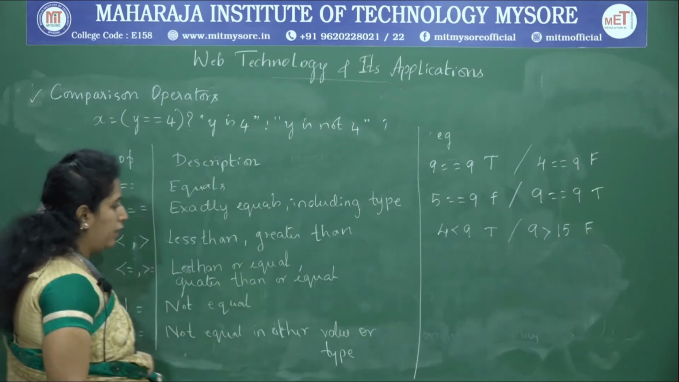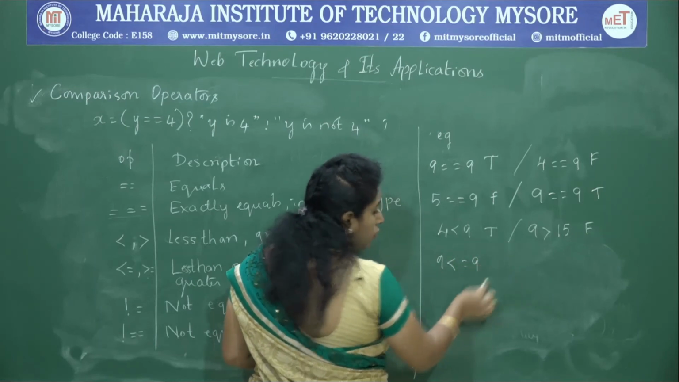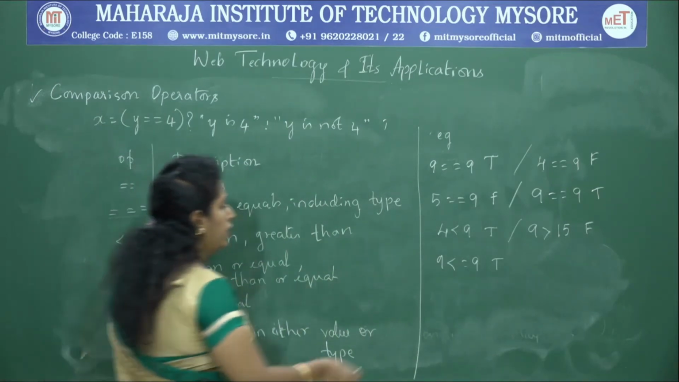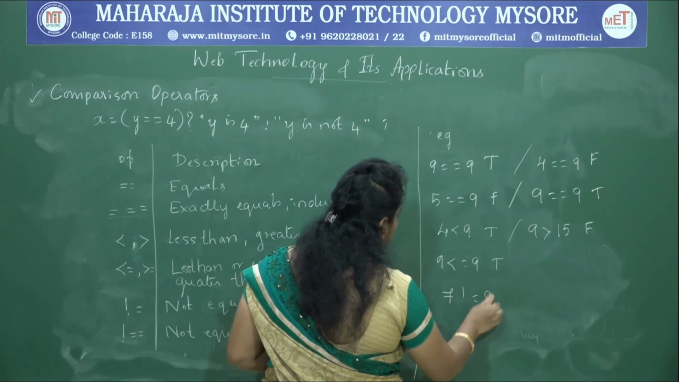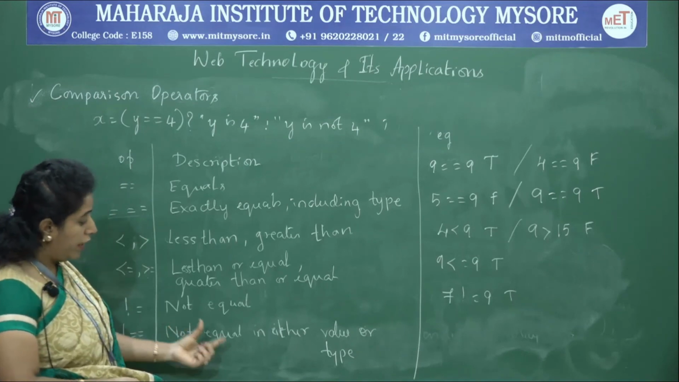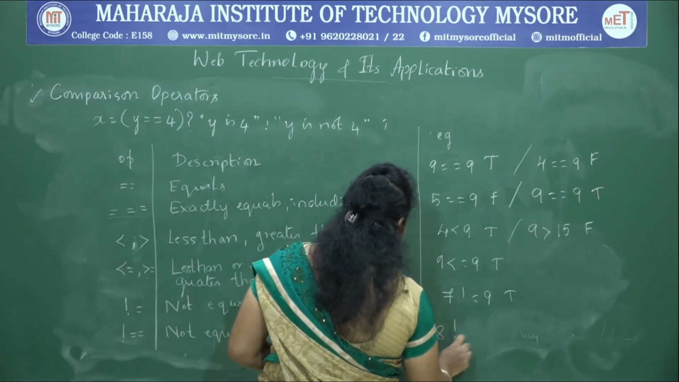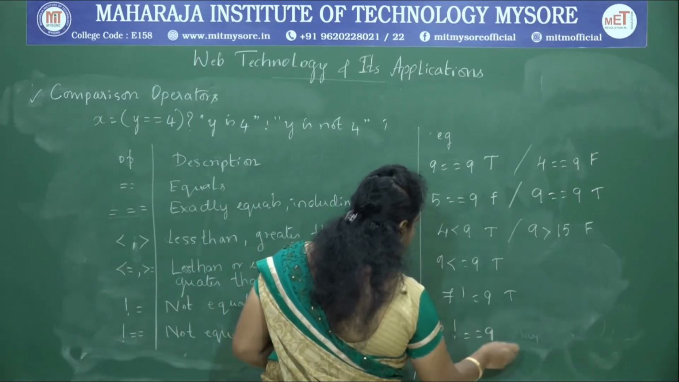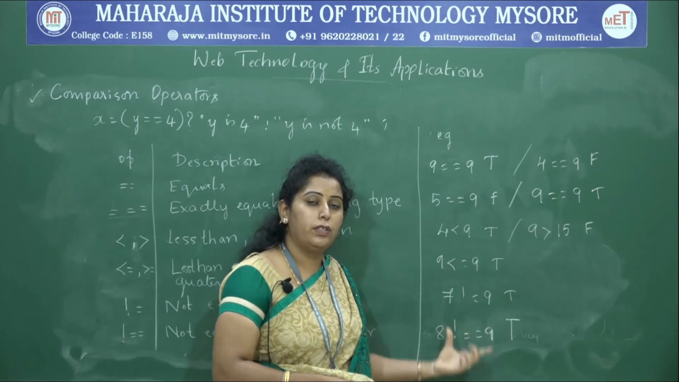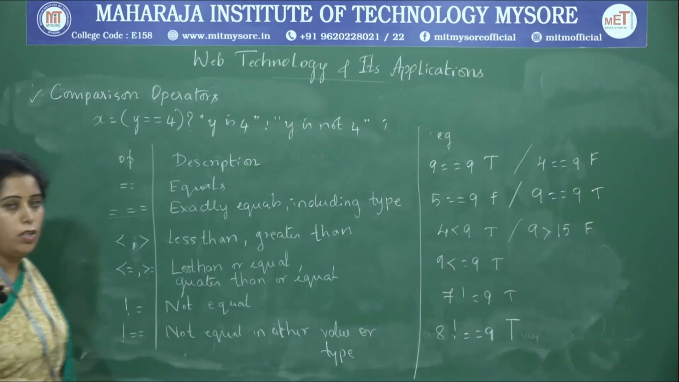So lesser than or equal to and greater than or equal to. For example, 9 lesser than or equal to 9. That will be true only. Likewise, not equal to. For example, 7 not equal to 9. Yes, it is true. Next, this not equals in either value or type. For example, 8 not equals to 9. So this is true only. It should be not the same in value and also in terms of type. Okay. So this is about comparison operators.